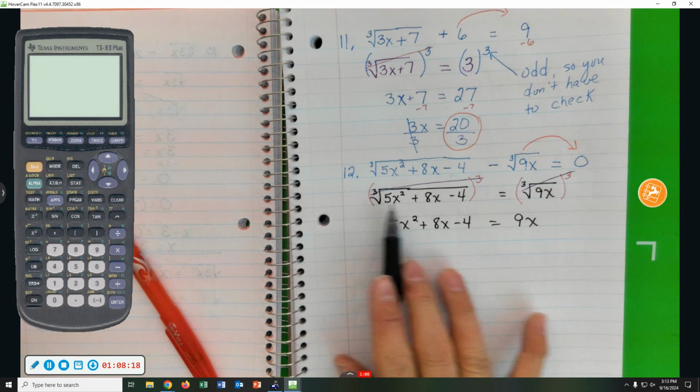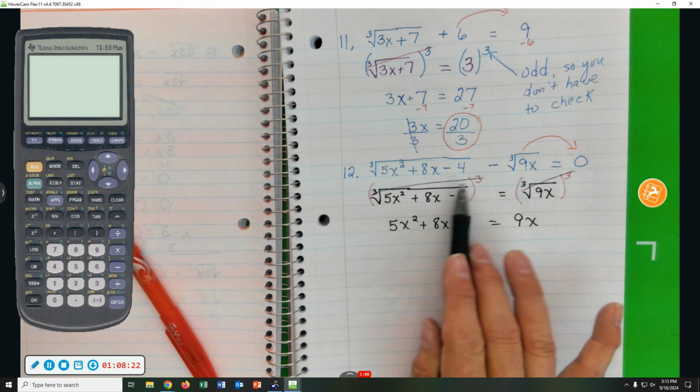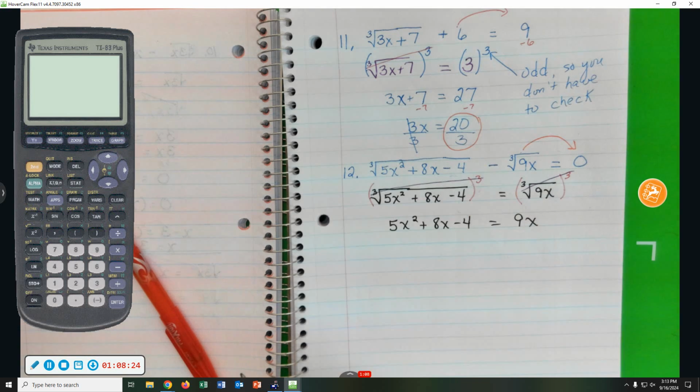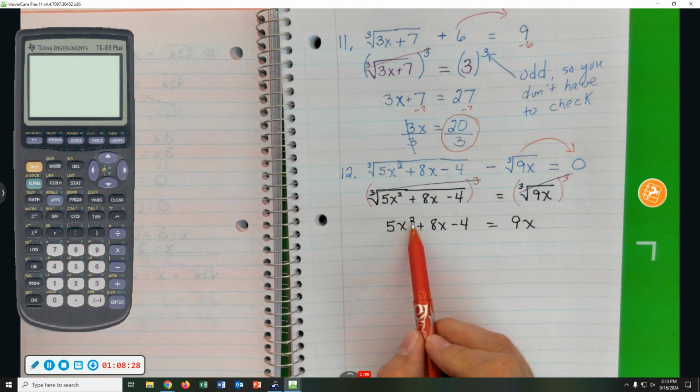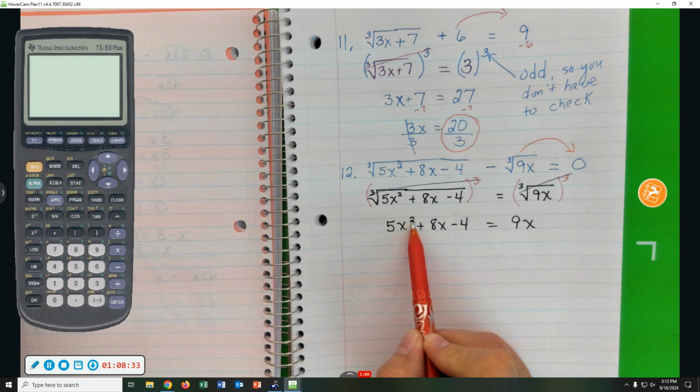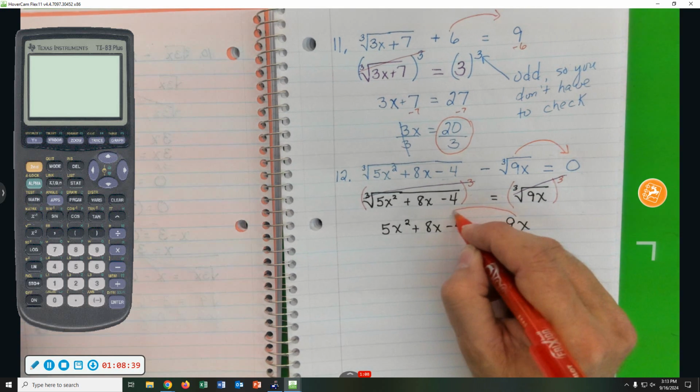Let's see what I've done. All I've done at this point is cancel the cube root and the cube. Those cancel out. Well, is this a quadratic equation? Am I going to have to either factor or use the quadratic formula? Yeah. So where do you think I'm going to get the 0? Yeah, I'm going to move this 9x over.